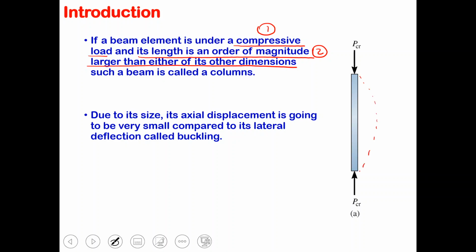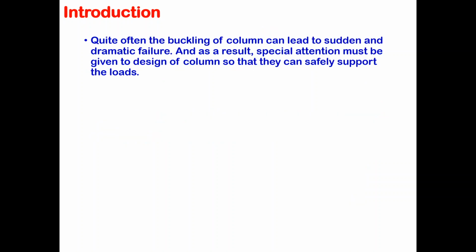So in buckling analysis, the lateral deflection, because of the compressive load, is the primary concern for us, right? And we don't really care about the axial displacement. It's so small that we just neglect it. And this lateral displacement is called the buckling. Buckling of a column can lead to sudden and dramatic failure.